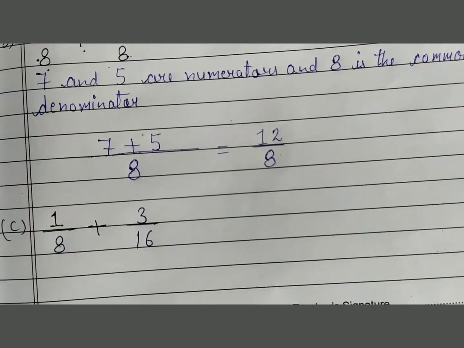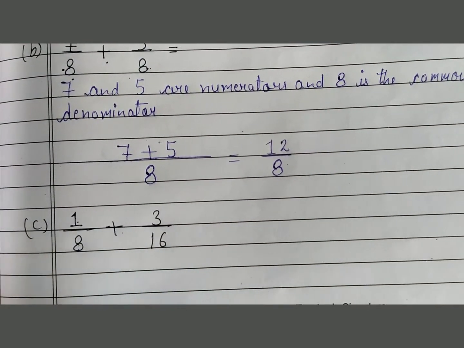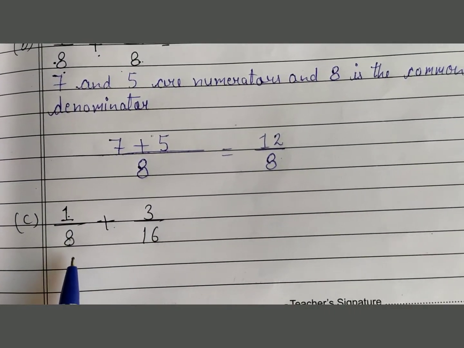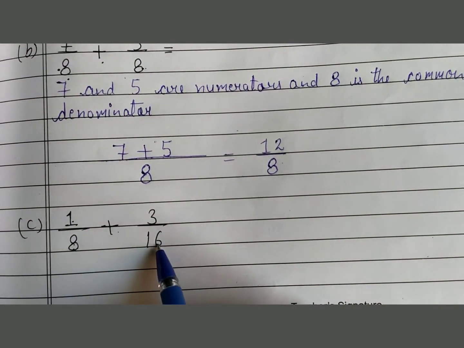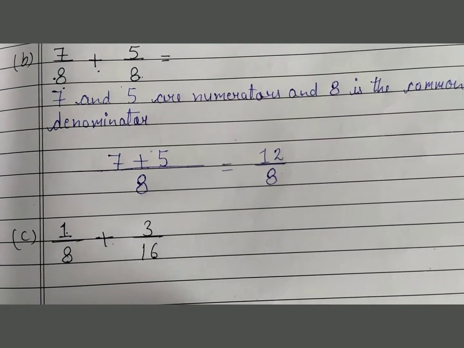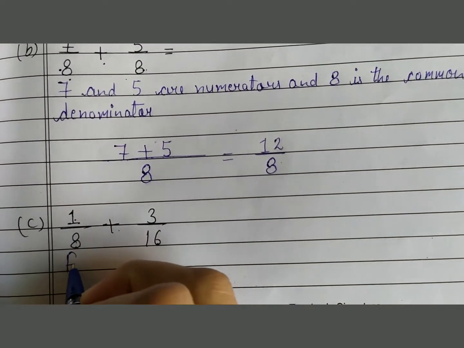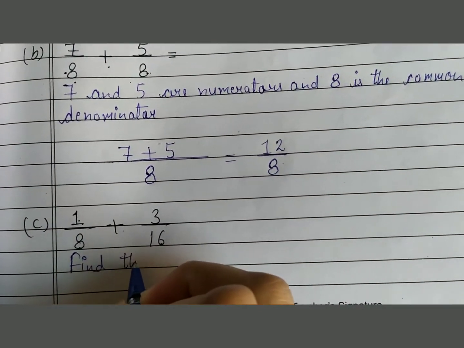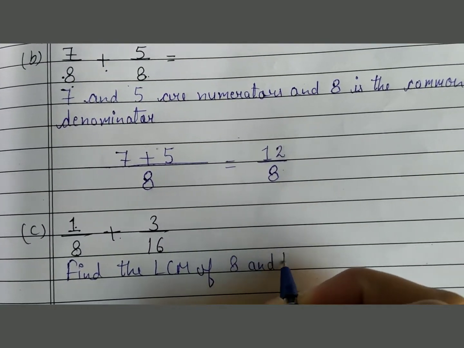Okay children. Next question, 1 upon 8 add 3 upon 16. Children, in this question the denominator is not common. In this fraction 8 is a denominator and in this fraction 16 is a denominator. It is not common. So find out the LCM of 8 and 16.